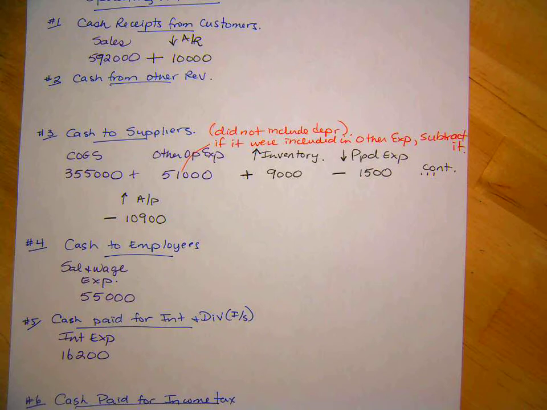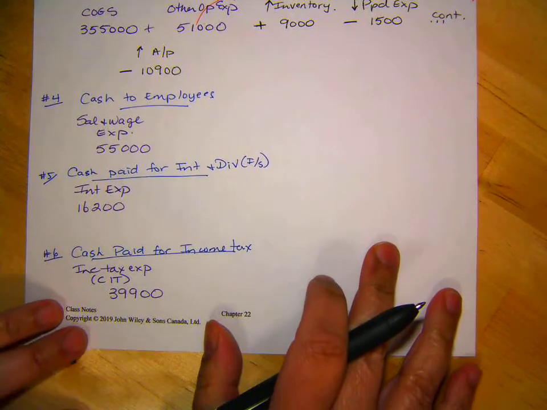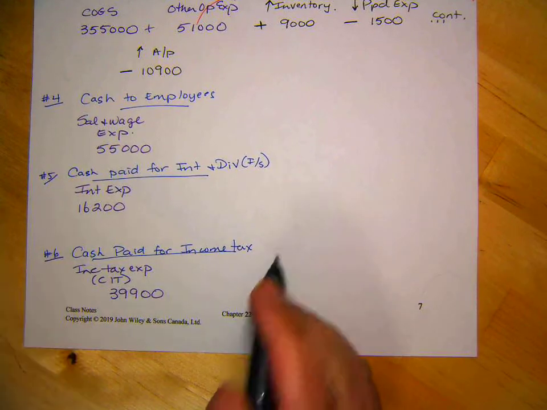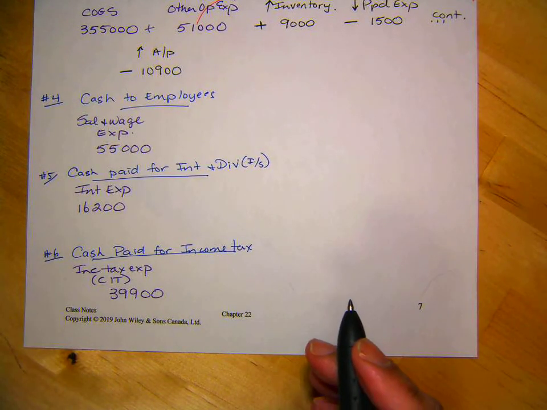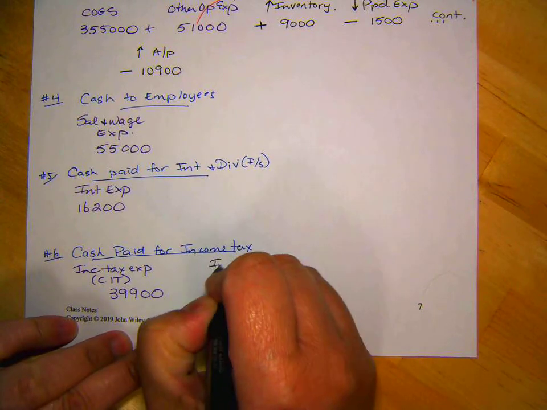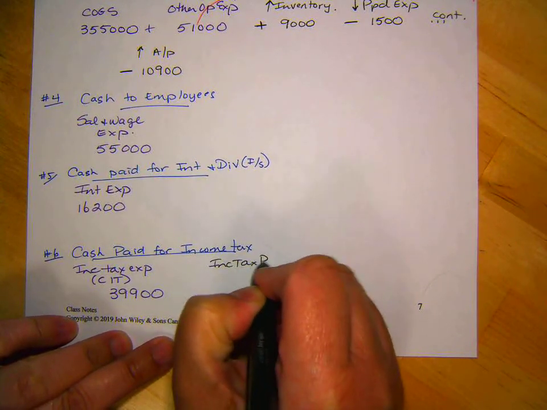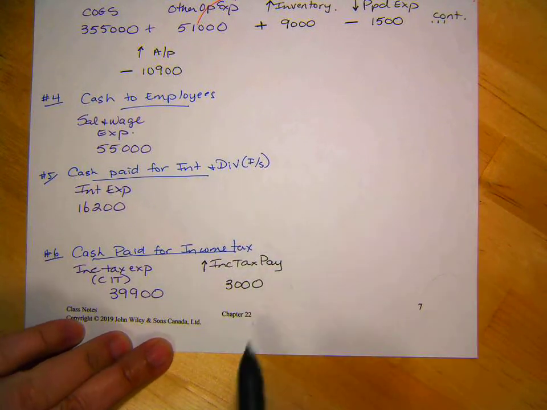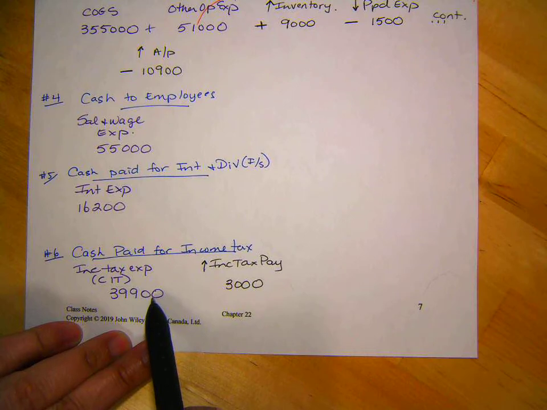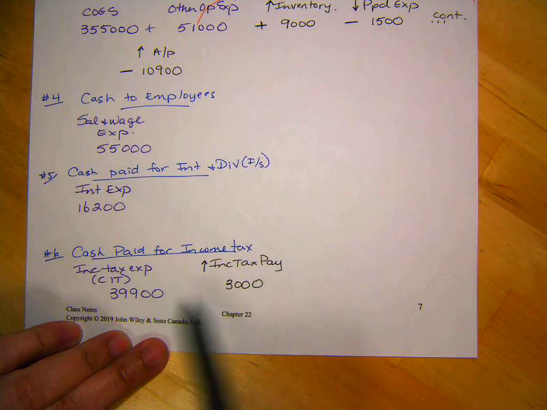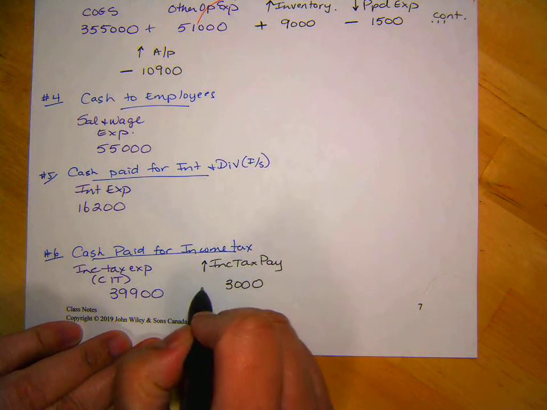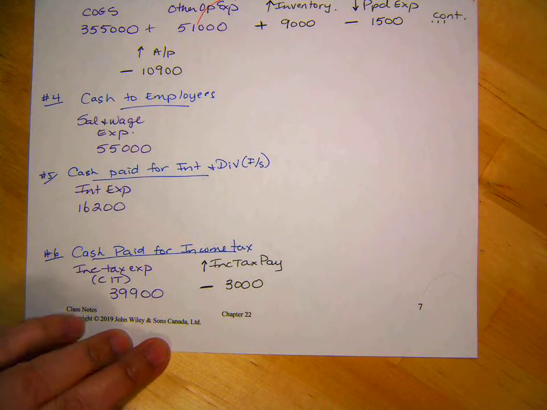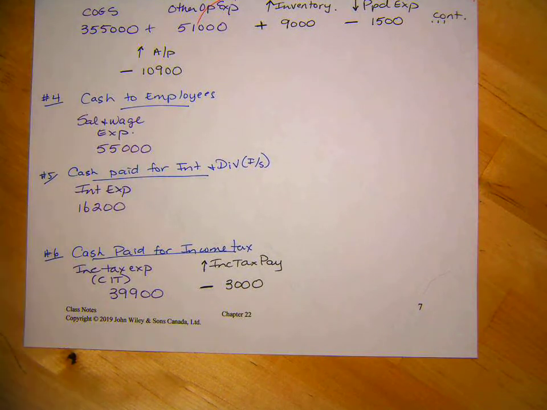Then there's income taxes payable, which goes in section 6. So income taxes payable went up by 3,000. So income tax payable went up by 3,000. So did we pay all of this with cash? Well, no, we put some on account, so we're going to subtract it. And again, check it off.